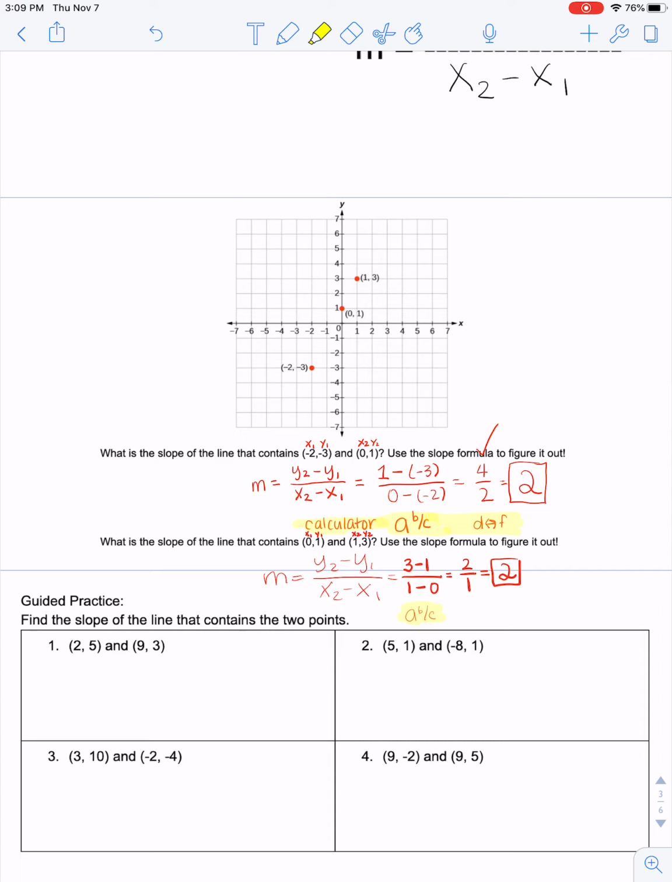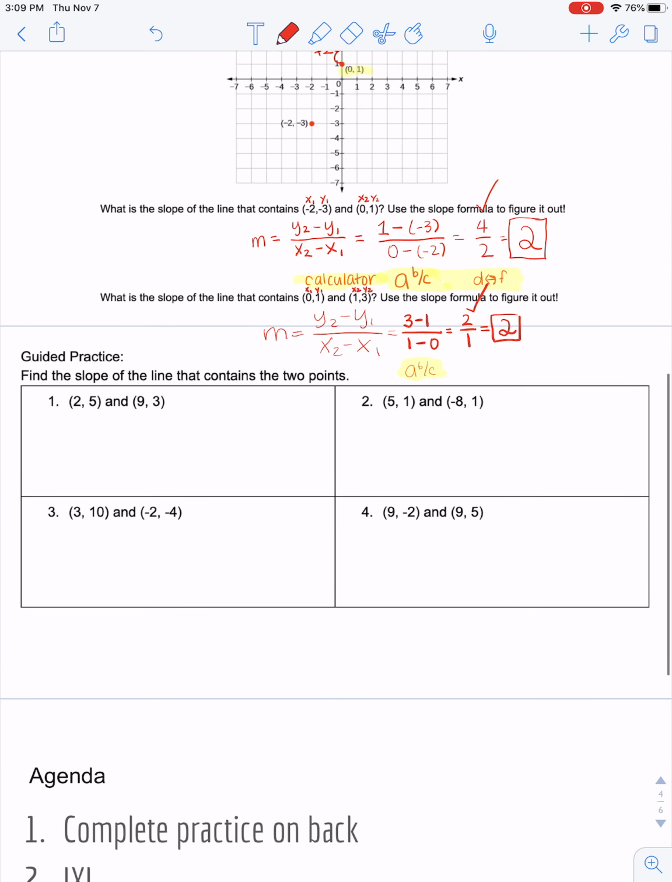Let's check it on our graph. I know it was from (0, 1) to (1, 3). Rise is 1, 2, plus 2 because it was going up, and just 1 to the right. So 2 over 1, that looks correct. Check. So that is how we are using the slope formula from 2 given points.